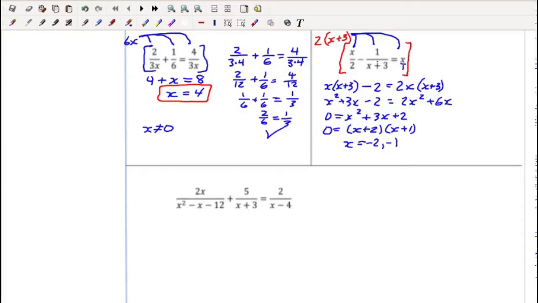Excluded values from the beginning would be what would make x plus 3 equal to 0, which is x is not allowed to equal negative 3, which neither of these are. I'm going to leave it up to you to type these into your calculator and double check that both of these solutions actually do work. Make sure the two sides are equal. If either of the solutions fails, cross it out. It's an extraneous solution.